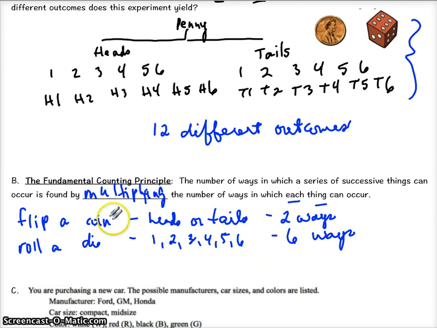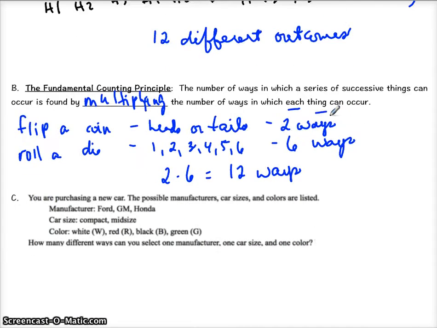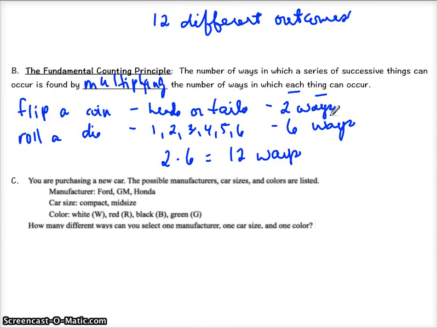If we use the fundamental counting principle, the number of ways in which a series of successive things occur is found by multiplying the number of ways in which each thing can occur. So flipping the coin can occur 2 ways. Rolling a die can occur in 6 different ways, and the product there is 12 different ways, or 12 different outcomes. So I hope that you see how the fundamental counting principle is definitely a more efficient use of time than making a tree diagram. You try example C, turn the screencast off, and then turn it back on to check your work.